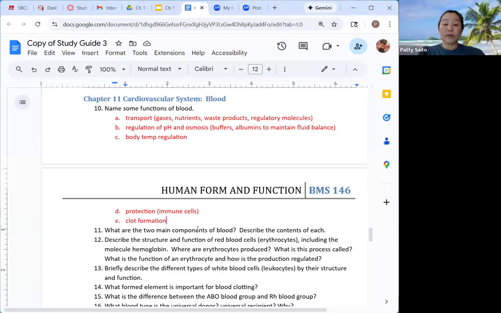Protection, immunity. We'll talk about immunity when we get to the lymphatic system a little bit more, but there are immune cells, white blood cells that are located within our blood and can help protect our body.